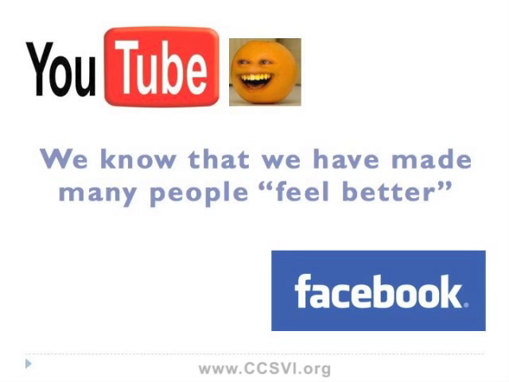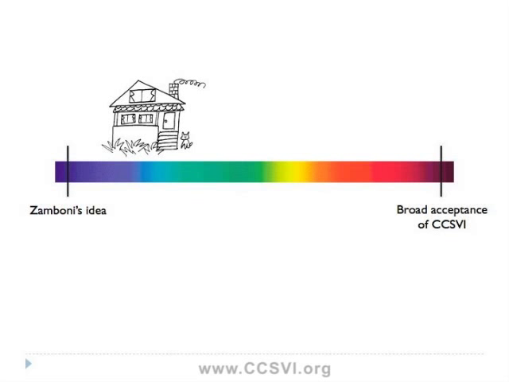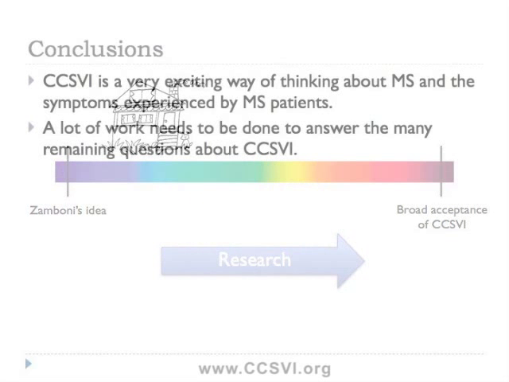And right now, there's a spectrum between Zamboni's idea and this concept of broad acceptance of CCSVI. I think really we're living right about there on the spectrum right now, maybe even closer to just a proof of concept. And so the only thing that's going to get us moving in that direction is research. I cannot stress to you how important it is to spread the word about getting involved in research protocols, encouraging people to do that, because for the greater good, we're really going to have to get people who are agreeable to helping us figure this out and to answer all your questions and to answer our questions as well.